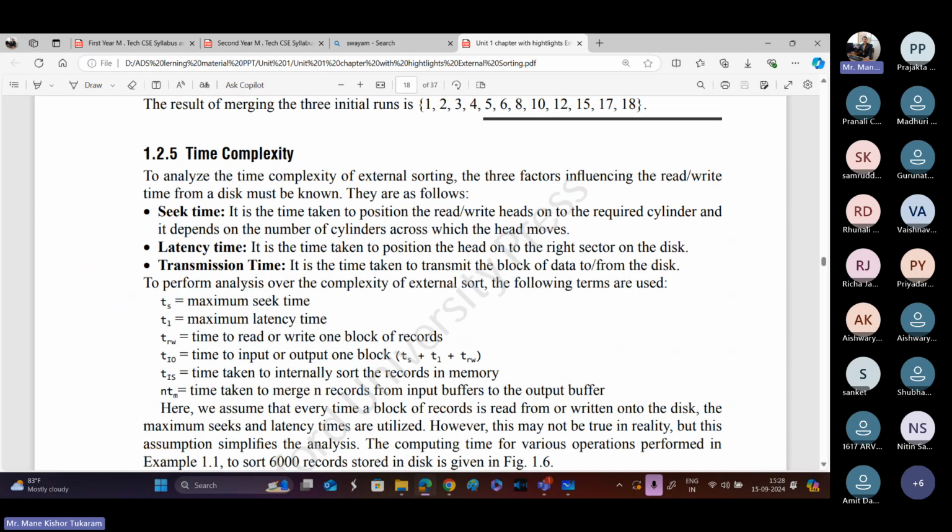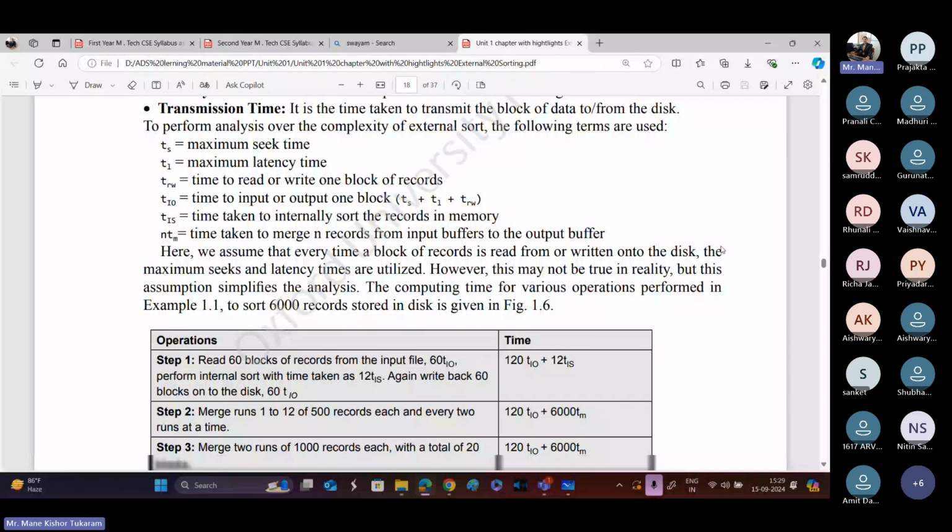So latency time, seek time, and transmission time. Transmission time is the time required to transmit the data from disk to main memory and main memory to disk. Latency time means the time taken to position the head to the right sector on the disk. The time it takes to point the read write head to that sector is the latency. Seek time means the time taken to position the read write head to the required cylinder on the hard disk. So the time required to find the cylinder, the sector, and to transmit are the seek, latency, and transmission time respectively. These are the times we consider while taking the complexity.